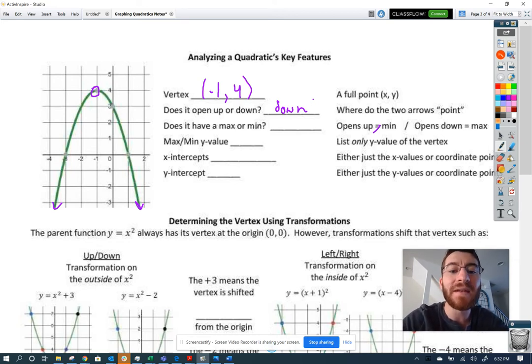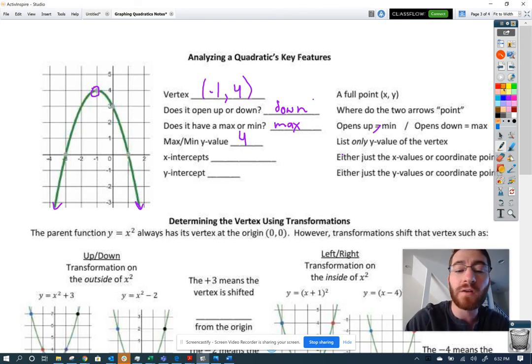Does it have a min or a max? So does it have a maximum or minimum? This one has a top. It tops out. It's a hill. That's called a maximum. So it has a max. What is the max or min y value? That means how tall does this parabola actually go? Just by visual inspection, this parabola goes all the way up to 4, and it doesn't go any higher than that. So our answer is 4. That's the max value. So we only list the y value of the vertex.